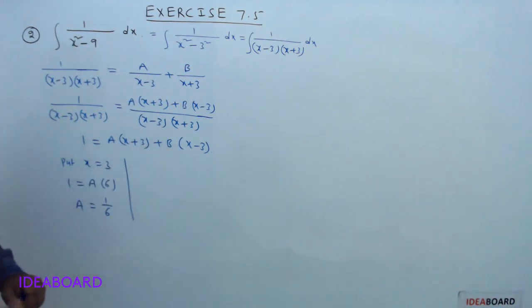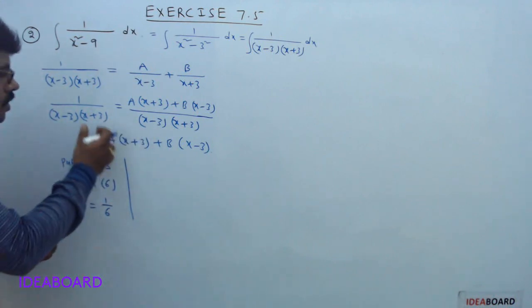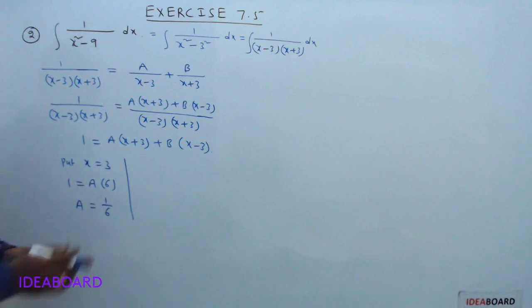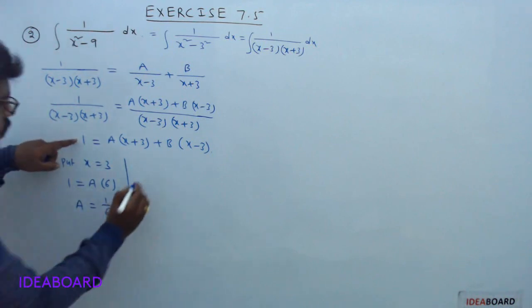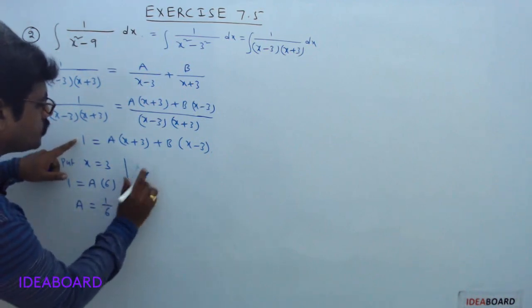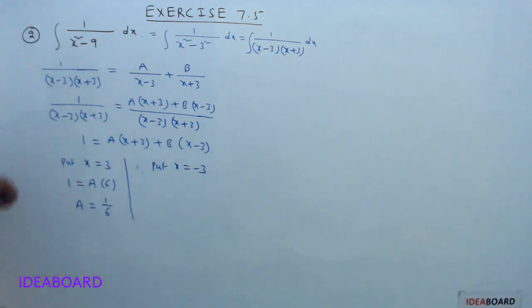To find the value of b, make the other term 0. So how to make this term 0? By substituting x equal to minus 3. So write down x equal to minus 3. So 1 equal to, first write down, put x equal to minus 3.